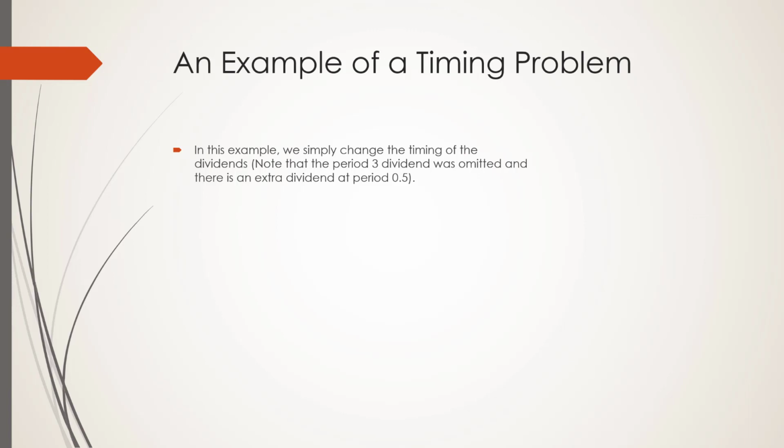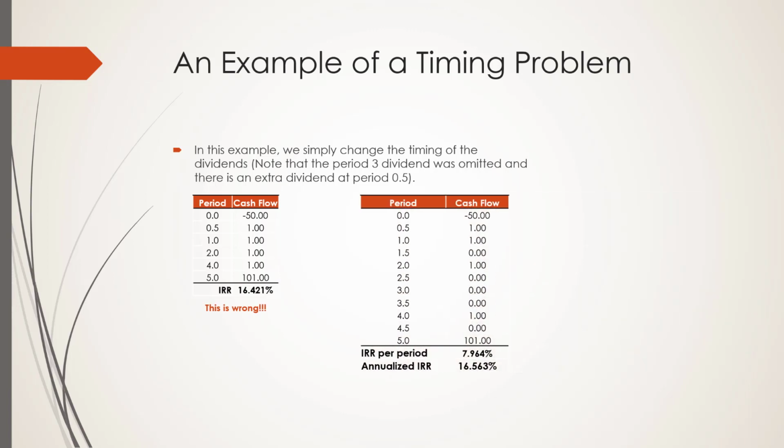So here, same investment, but we're changing the timing. There is no period 3 dividend, and there's an extra dividend at period 0.5, in other words, 6 months in to the investment. So here's the timeline in table form, and you notice the periods, we go from period 0 to period 0.5 to period 1 to period 2. There is no period 3, and then period 4 and 5. And if you just put these cash flows into your calculator and calculate the IRR, you're going to get 16.421%. But this would be wrong. So here's the adjusted cash flows.